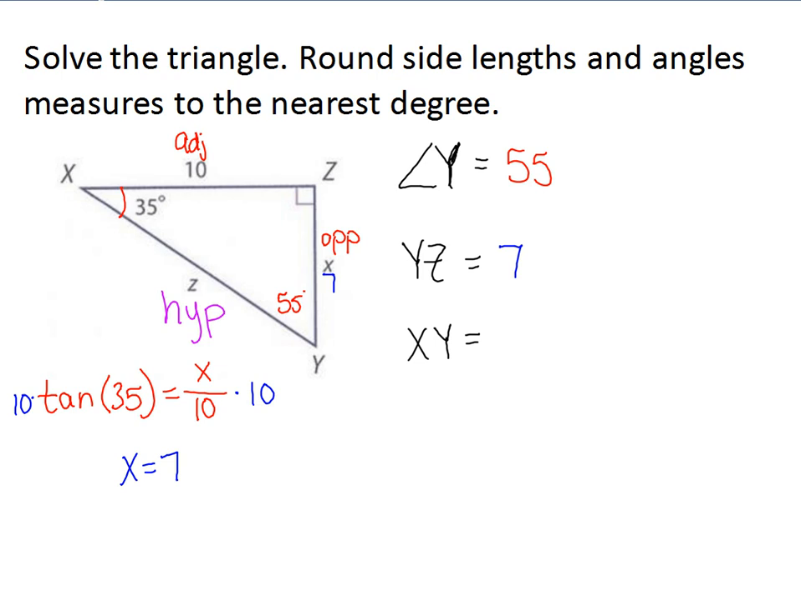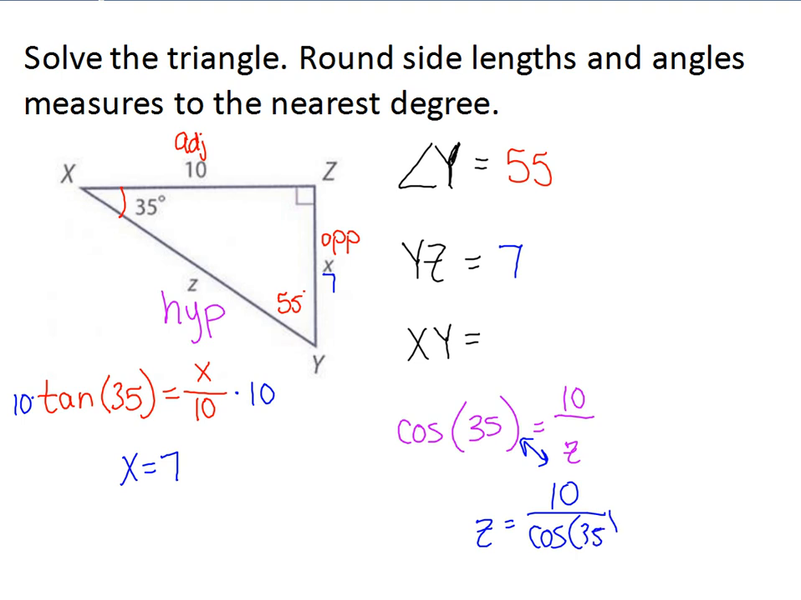Since we're practicing trig right now, let's go ahead and use trig. We know our adjacent. We're looking for our hypotenuse. So that is cosine. The cosine of our angle is equal to adjacent over the hypotenuse. Remember, if the variable's in the denominator, you can just switch these because you're just going to multiply by z and then divide by the cosine of 35. And we're going to get that z has a value of 8.7.